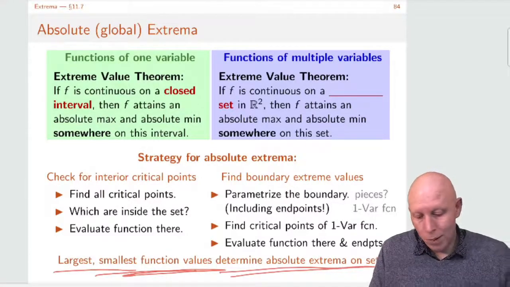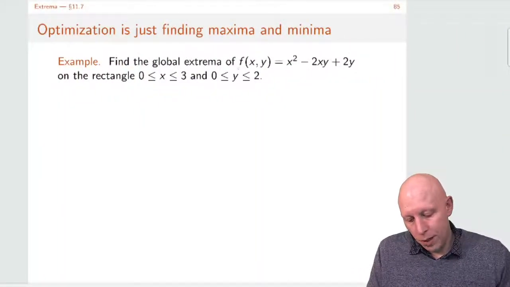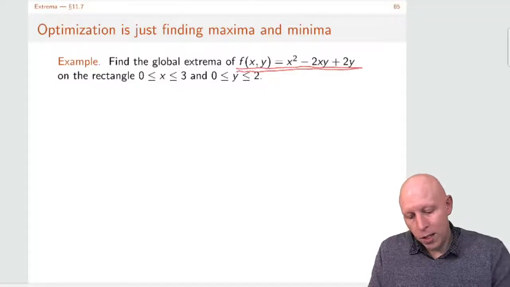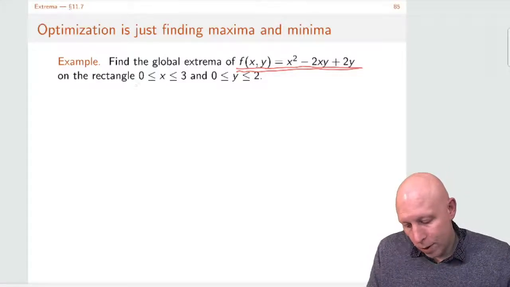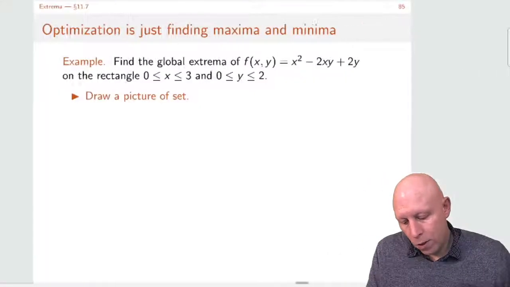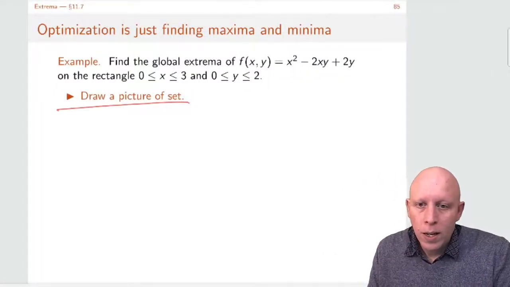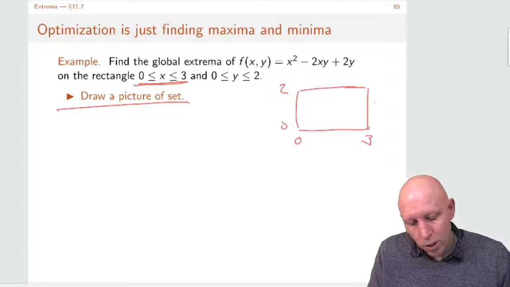All right, let's do an example. Find the global extrema of f of x, y equals x squared minus 2xy plus 2y. Here we have a rectangle: x is between 0 and 3, and y is between 0 and 2. All right, so the first step is always to draw a picture. Always. Just draw a picture to help us out. So what do we have? We have x between 0 and 3, y between 0 and 2. This is our domain.